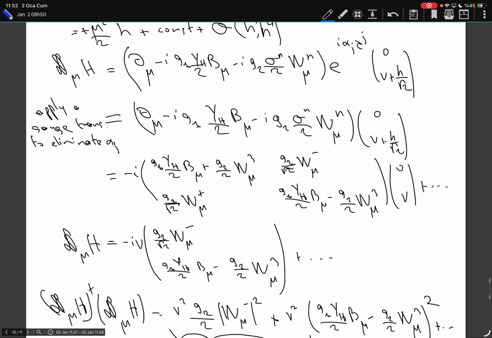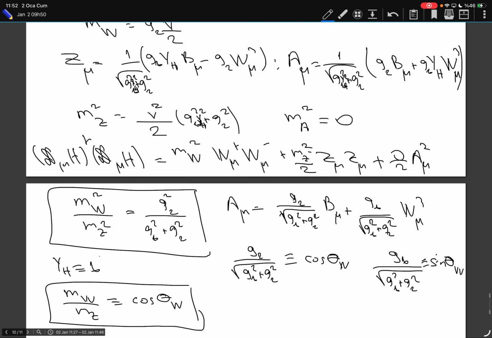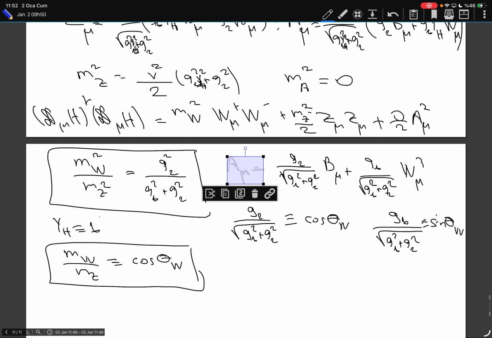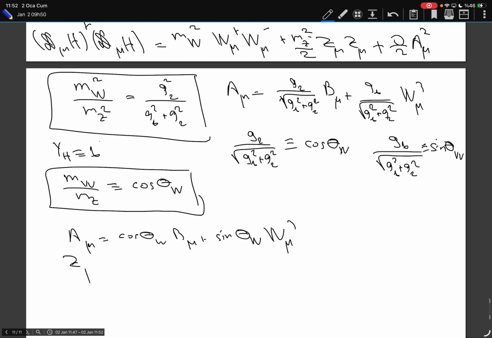Let's look at the charges. We identify the photon. You see, this is A mu. And A mu is cosine theta Weinberg B mu plus sine theta Weinberg omega mu 3. Z mu is minus sine theta Weinberg B mu plus cosine theta Weinberg omega mu 3.